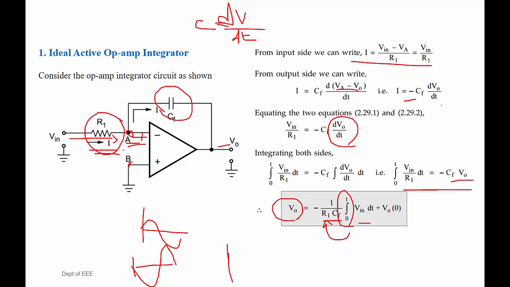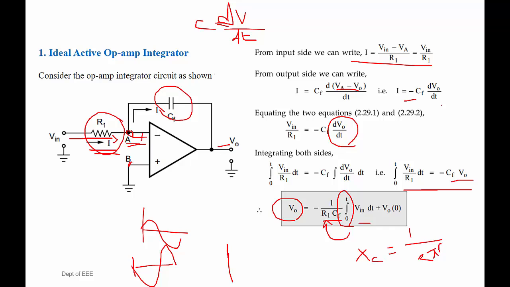Now, when we go with an ideal integrator, the problem is at low frequency. See about the reactance: Xc is equal to 1 by 2 pi f c.